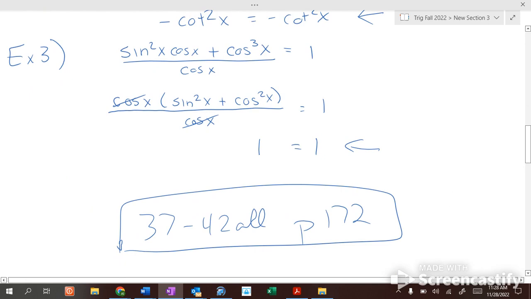Okay. 37 through 42, all on page 172. In 20 minutes or so, we will go through these. And then after lunch, we'll go through another couple problems. So you have the next 20 minutes to work on these 6 problems.